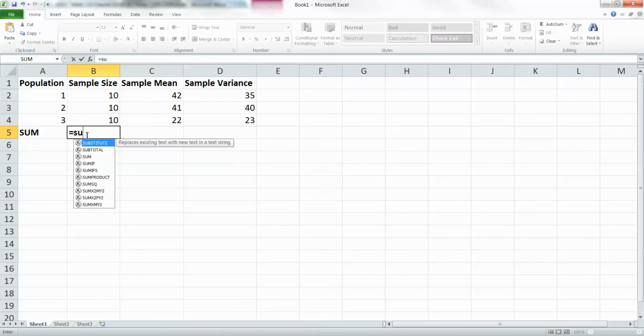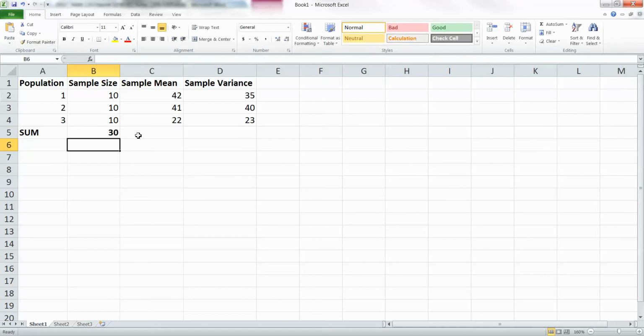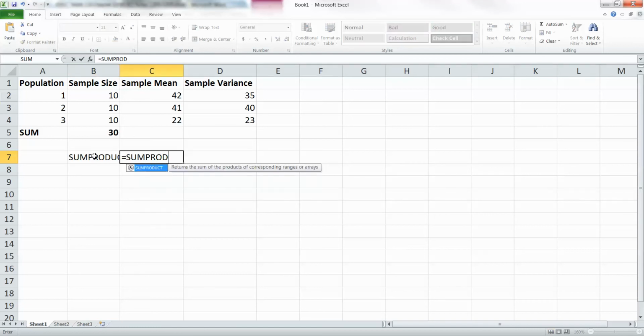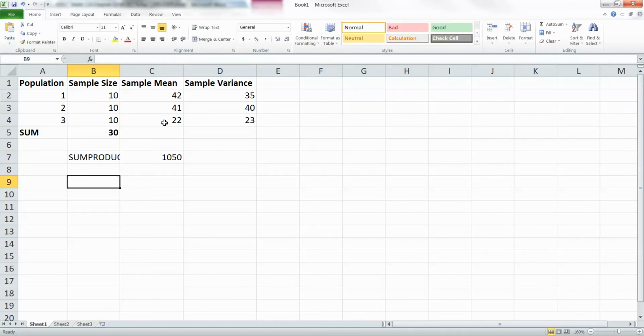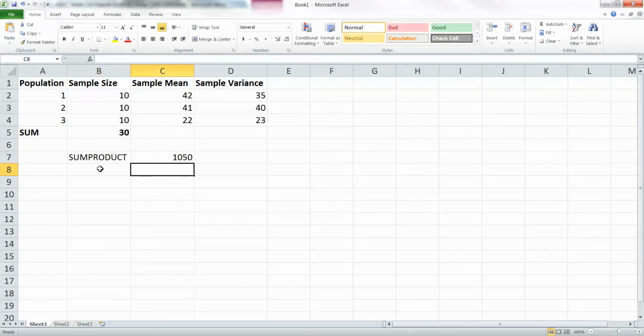So let me remind you, I need the sum of these three right here, right? And then I don't really need the sum of these. What I'm going to do is I'm going to find the sum product. So equals sum product of this array, which is the 10, 10, 10, comma, this array. And then to find the mean, which is X bar, you just take that number, 1050, and you divide it by your sum. And there you go, you got it, it's 35. Okay, so there's your X bar right there.